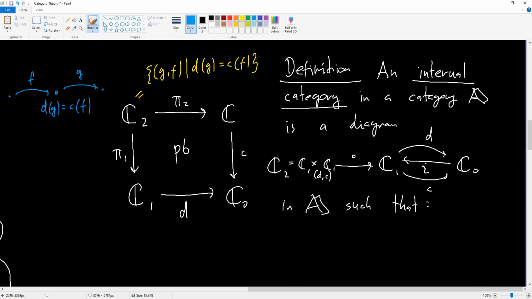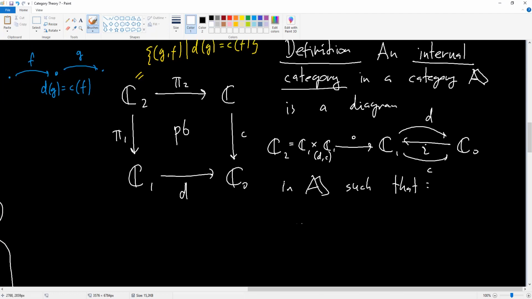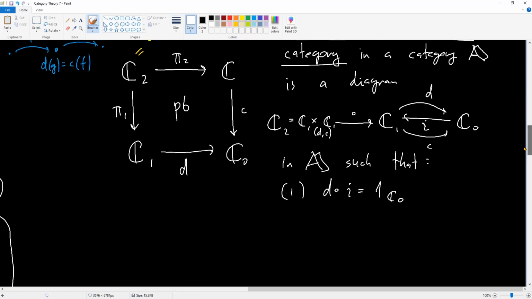So all we have to do now to state the definition of a category is to write down the axioms for a category, with the composition law and things like that. Well, first of all, before we move to the composition law, let's remind ourselves that the identity morphism of an object is such that its domain and codomain is that same object. In other words, D composed with I must equal the identity of C0. C composed with I must equal the identity of C0 as well.